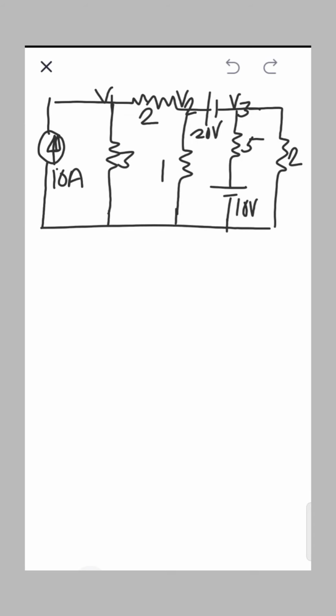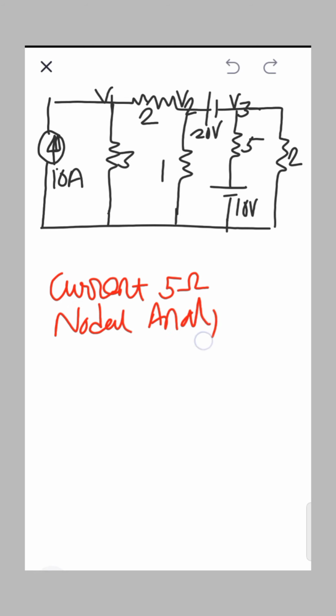So here is the numerical where we have to determine the voltage or the current through the 5 ohm resistor. We have to solve it using nodal analysis. Here we have a 10 ampere current source and a 20 volt voltage source. This is an ideal voltage source because no element is connected in series with the 20 volt, but the 5 ohm resistor is connected in series with the 10 volt.